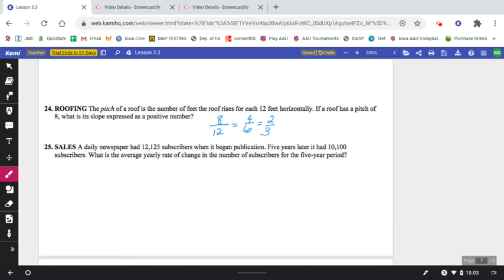A daily newspaper had 12,125 subscribers when it began publication. 5 years later, it had 10,100. So I'm going to write when it originally started. I'm going to put it as 0 for the time. It had 12,125. 5 years later, so I'm going to put 5 for my time. It had 10,100.